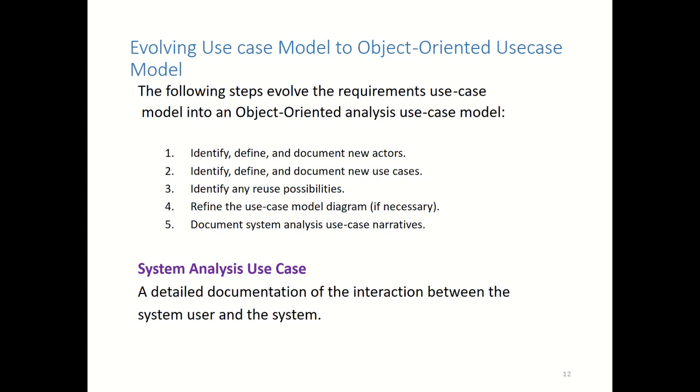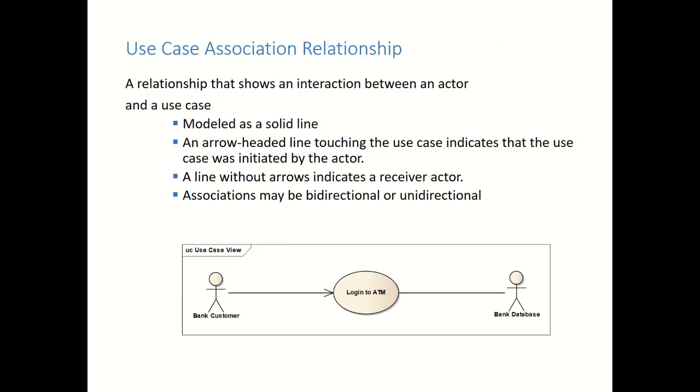And use case narratives can be brief, could be intermediate, and could be fully developed ones, right? So system analysis use case basically gives you a detailed documentation of the interaction between the system user and the system itself, right? So now comes the first relationship.